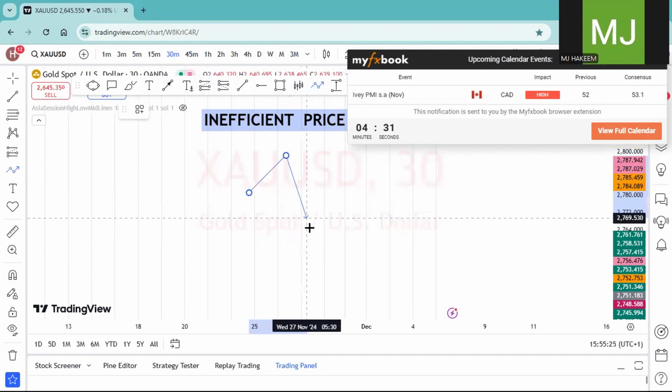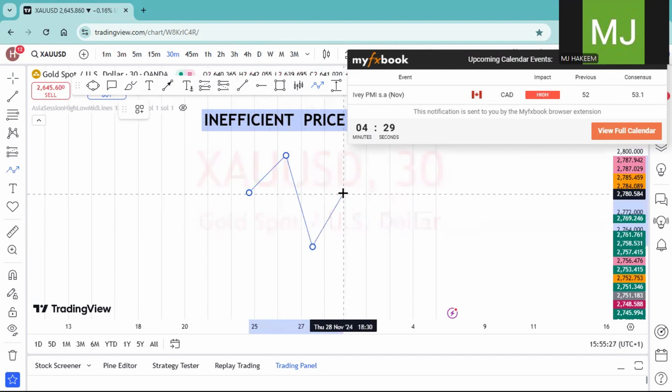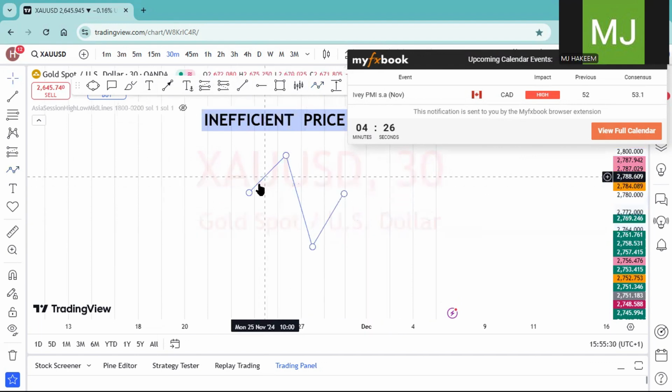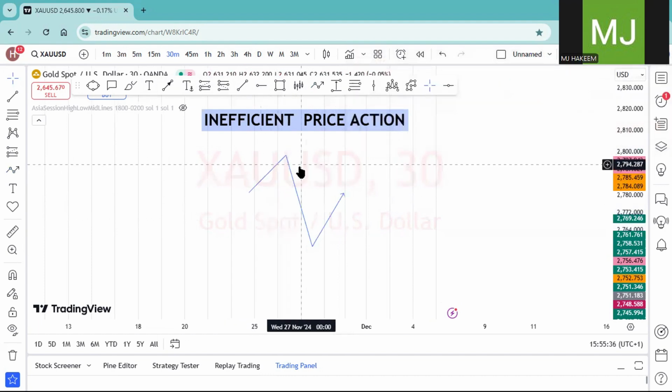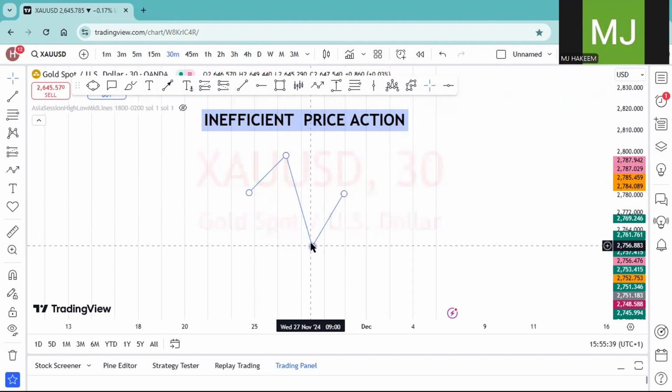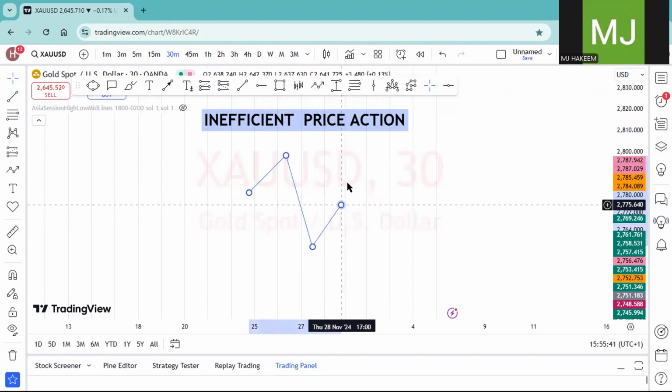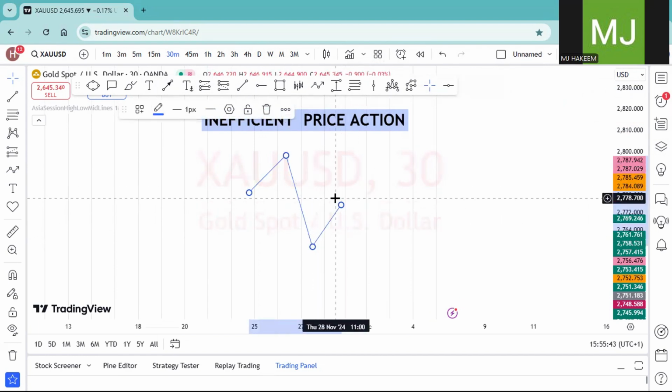Let's say we have a break of structure here, another impulse. So let's say this is our wave one. I'm going to be using waves as an example here. Let's say here is our wave one, this push to the downside is wave two, and here is the wave three. So how can you know where there is an inefficiency and how can you know the one that is an efficient price action?